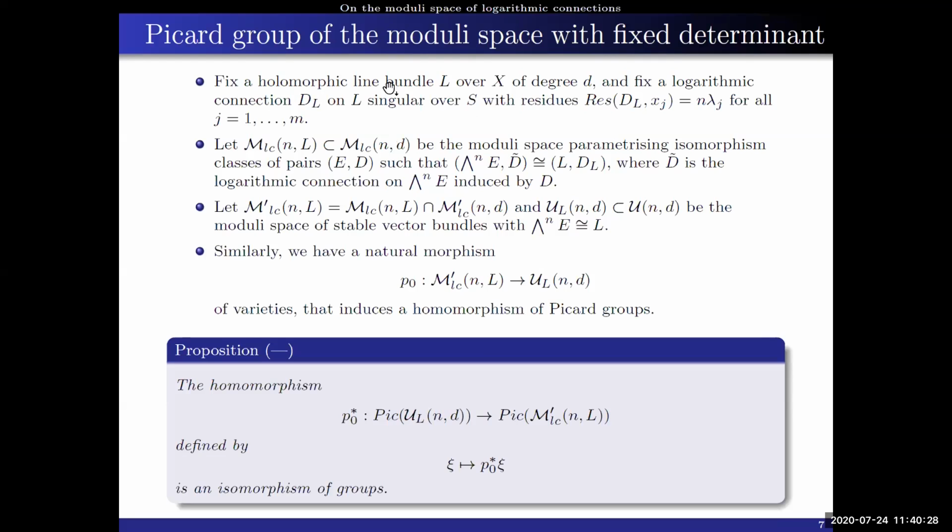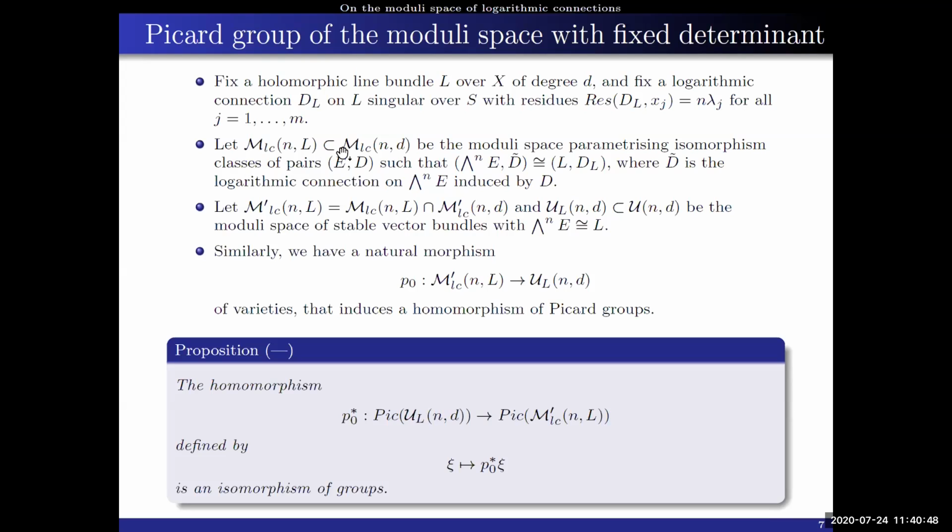So fix a holomorphic line bundle L over X of degree D, and fix a logarithmic connection DL singular over S with residue this. Now this is a complex number, because the fiber of L is isomorphic to the complex numbers. So lambda J is already chosen to be a rational number, so n into lambda J.